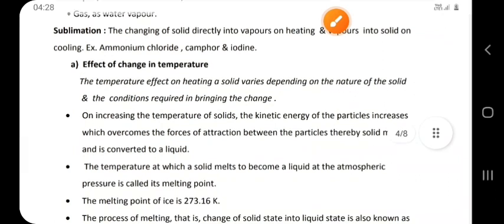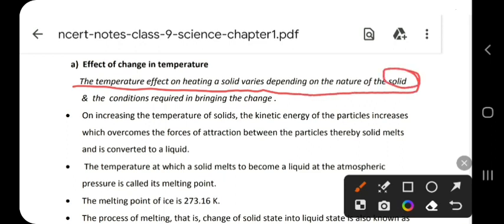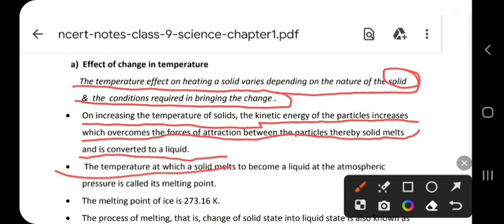Effect of change of temperature. The temperature effect on heating a solid varies depending on the nature of the solid and the conditions required in bringing the change. On increasing the temperature of a solid, the kinetic energy of the particles increases, which overcomes the force of attraction between the particles, and the solid melts and is converted into liquid. The temperature at which a solid melts to become liquid at atmospheric pressure is called its melting point.